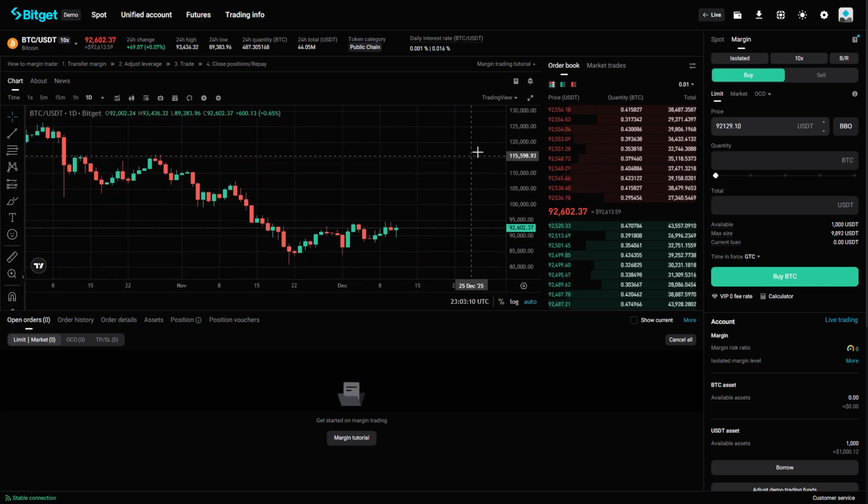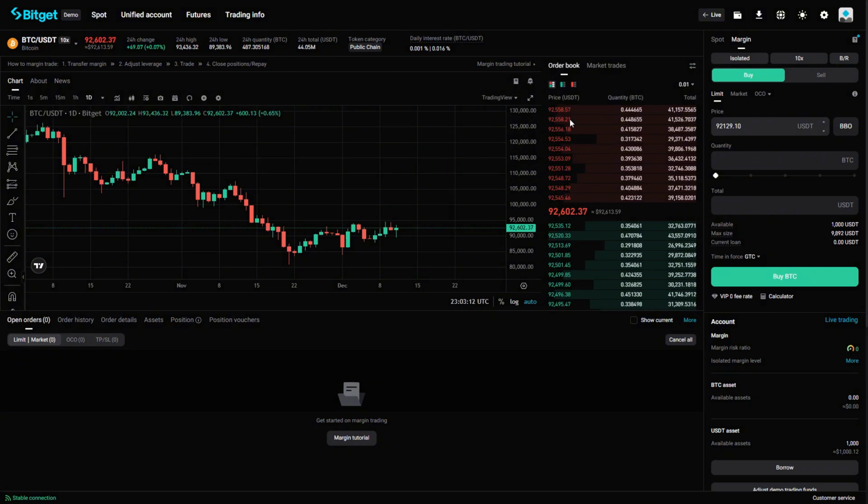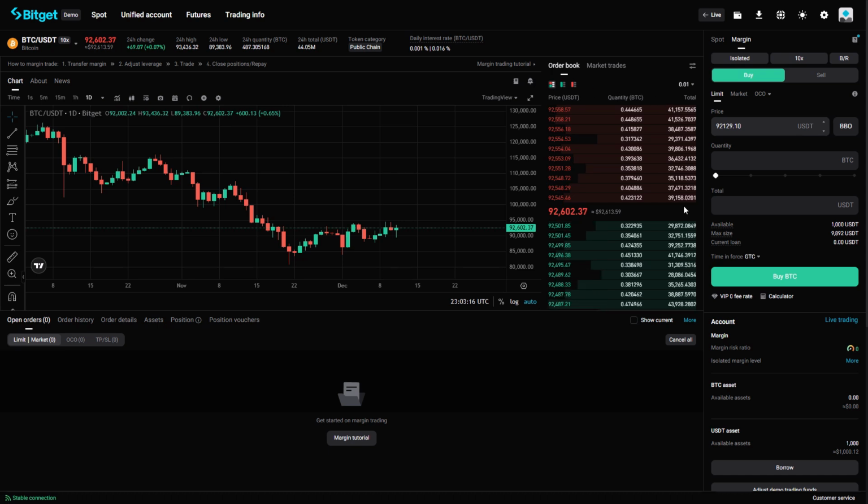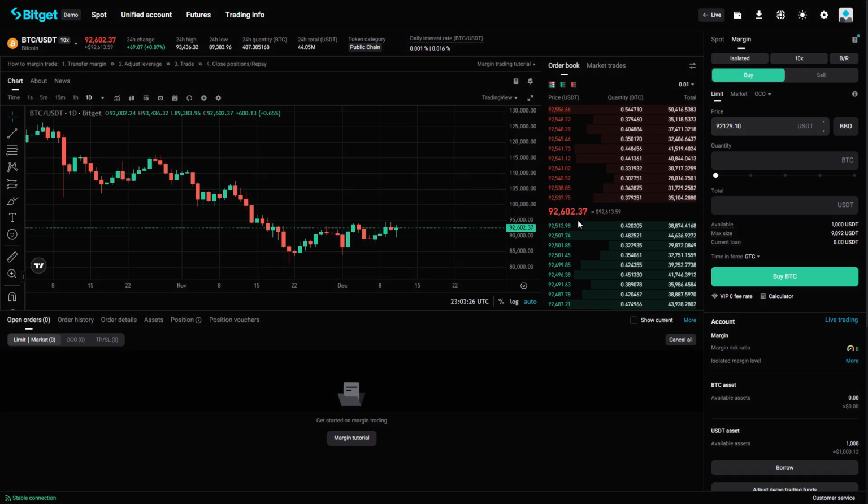Now let us talk about the order book. This is on the right side of the screen, and it shows you all the buy and sell orders that are currently active in the market. Green numbers are buy orders. These are people who want to buy Bitcoin at a specific price, and the red numbers are sell orders. These are people who want to sell Bitcoin at a specific price.